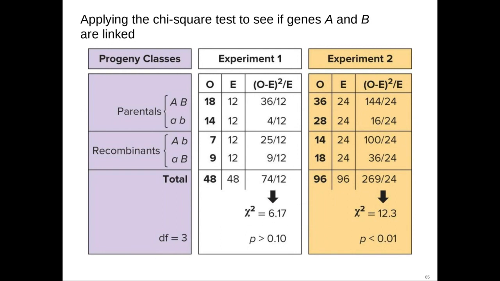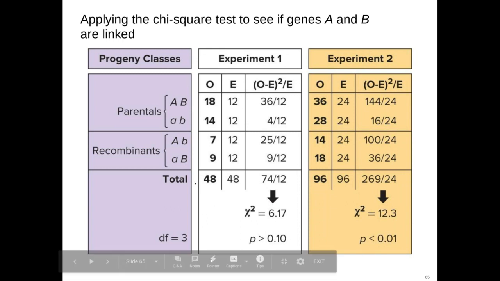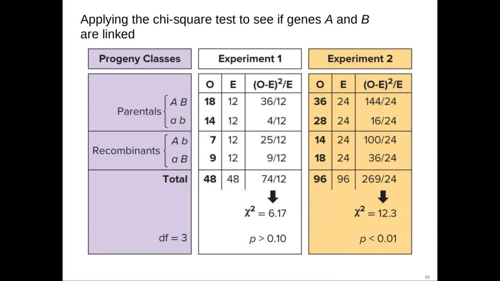So let's apply the chi-square test to see if genes A and B are linked. We have the parentals and we have the recombinants, right? The parentals are big A, big B, and little a, little b. Pretty straightforward. Now we look at the observed, which is 18, 14, 7, and 9, for a total of 48 offspring. Based on Mendel, we expect a 1 to 1 to 1 to 1 ratio. So if we have 48 individuals, our total has to still be 48, but each one has to be in a 1 to 1 to 1 to 1 ratio, which is 12 to 12 to 12 to 12.